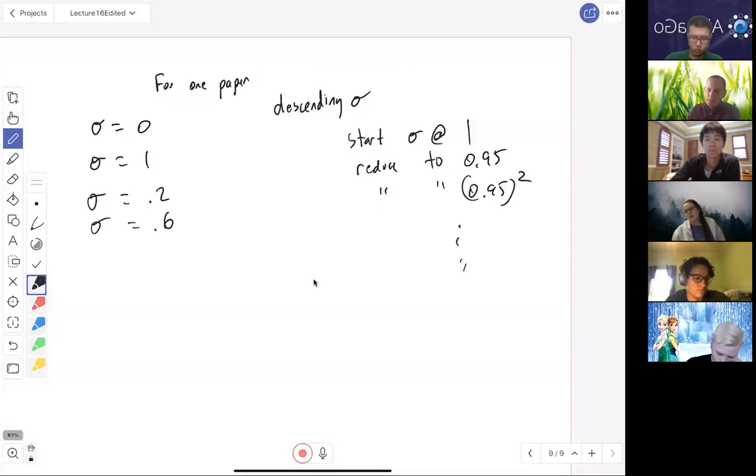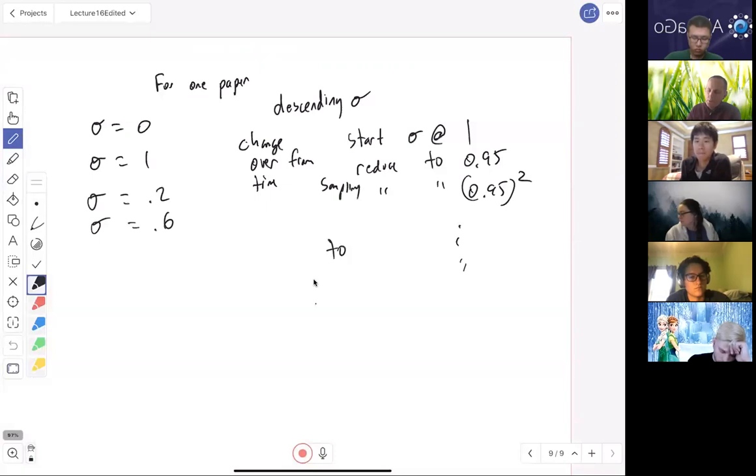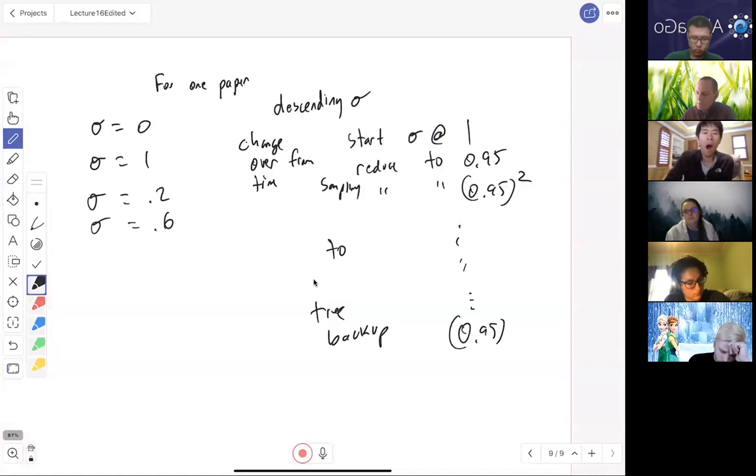So basically this is a change over time from sampling to tree backup. Eventually this goes to 0.95 to the n, which is approximately 0. And this reduced the variance.